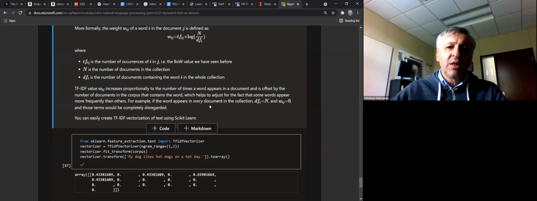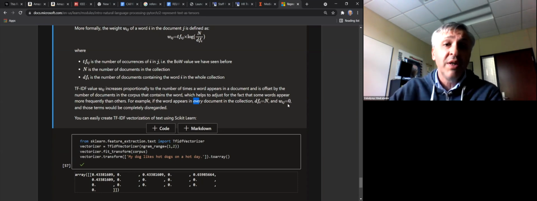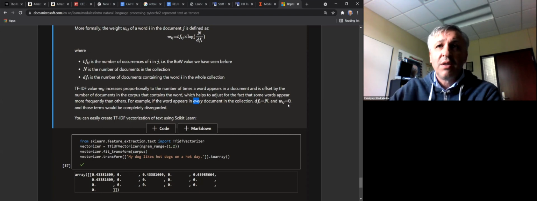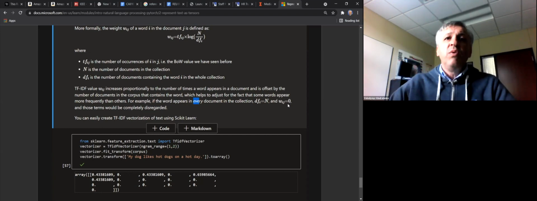This helps to adjust for the fact that some words appear more frequently than others, and therefore many of those words do not carry a specific meaning, so maybe they can be omitted from the classification. For example, if a word appears in every document in the collection, then df of i equals n, and the weight will be 0. This means that we don't really care about that word, because it cannot help us differentiate between documents. It appears everywhere, so it is not giving us information that can differentiate between two documents.